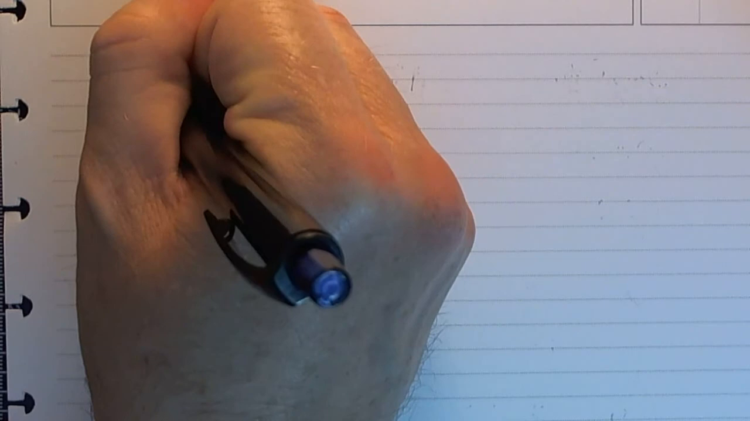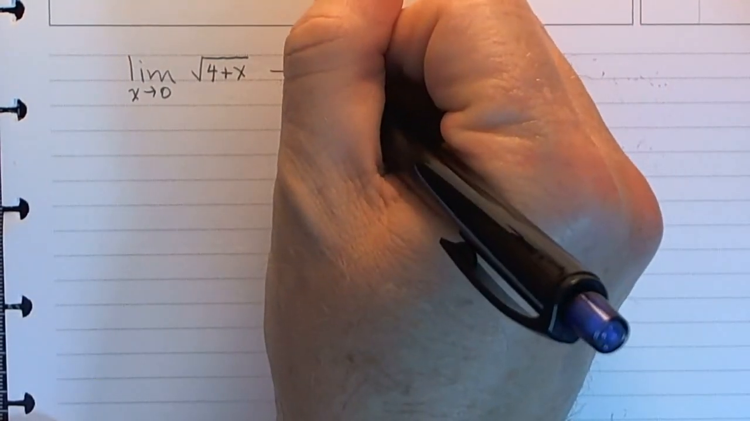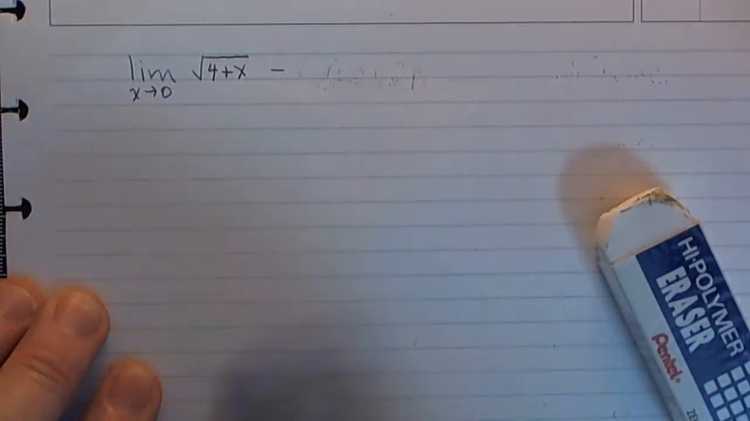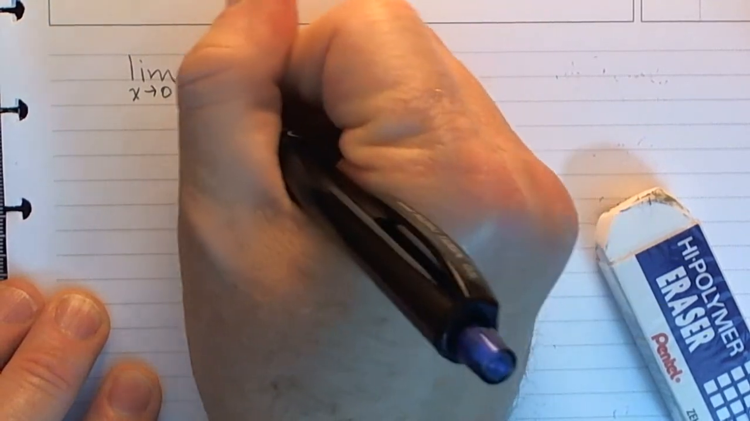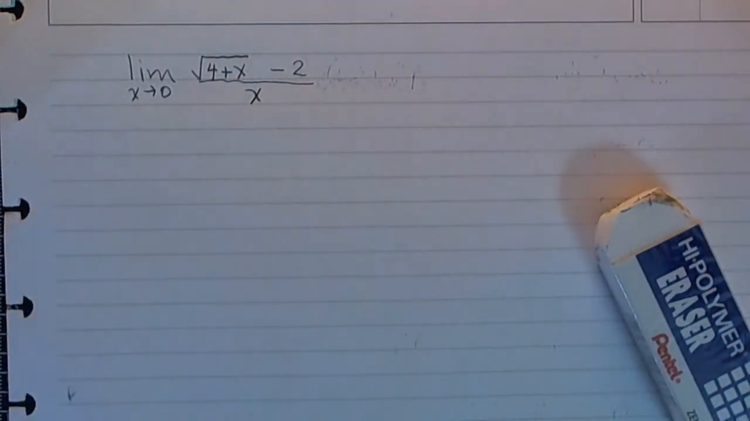Let's suppose that we've got the limit as x goes to 0 of the square root of 4 plus x, minus 2, over x, something like this.